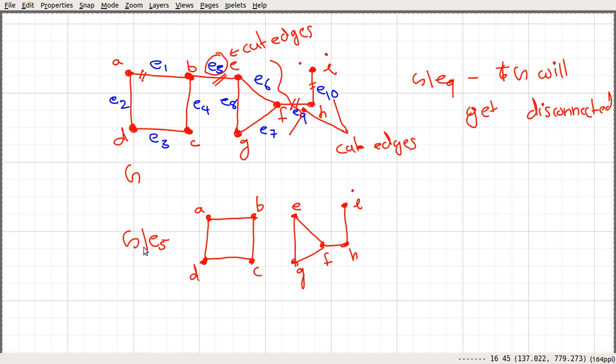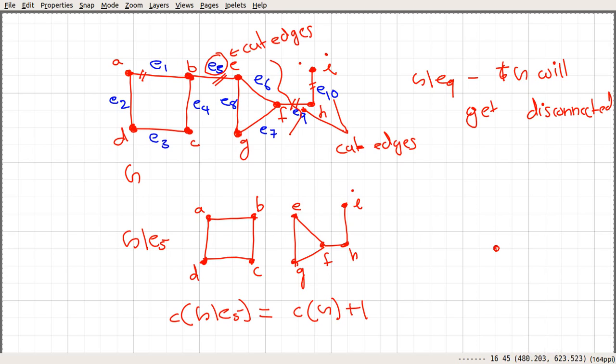Here again we can see that if you look at G minus E5, the number of connected components in G minus E5 will be equal to the number of connected components in G plus 1. So deleting a cut edge will only increase the number of connected components by 1.